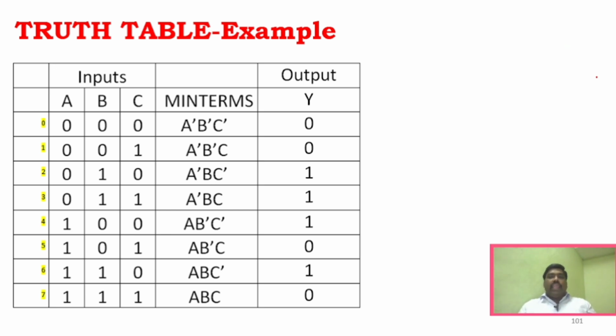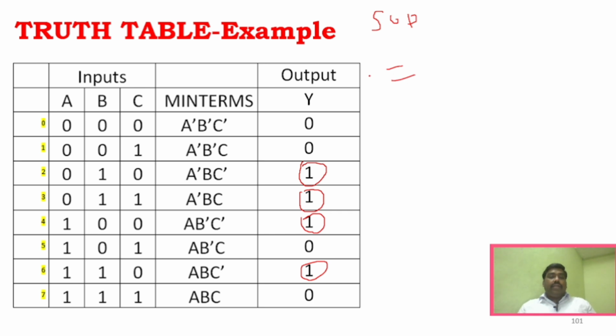And how will I write the canonical form? In minterm, we have to consider only the output 1. We don't want to worry about the 0 output, right? So we have to consider this one, this one, this one, and this one, right? And we know what a minterm is. Minterm is nothing but sum of product, correct? So how will I write this?